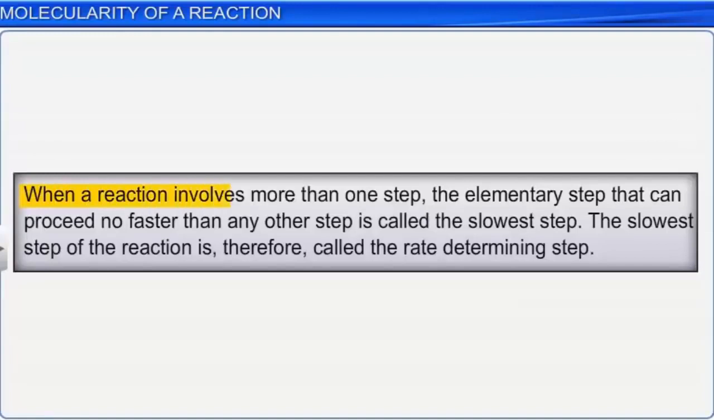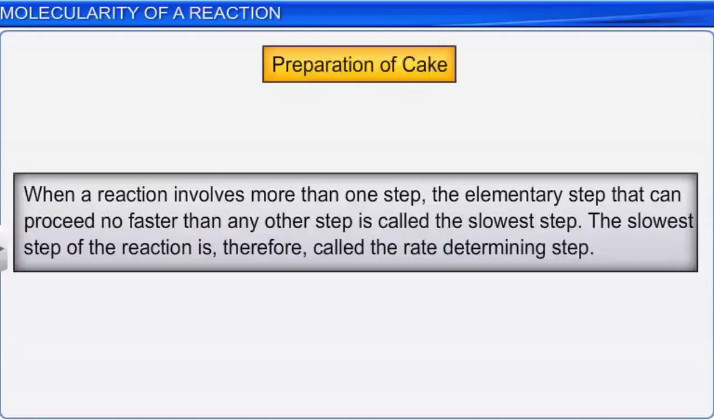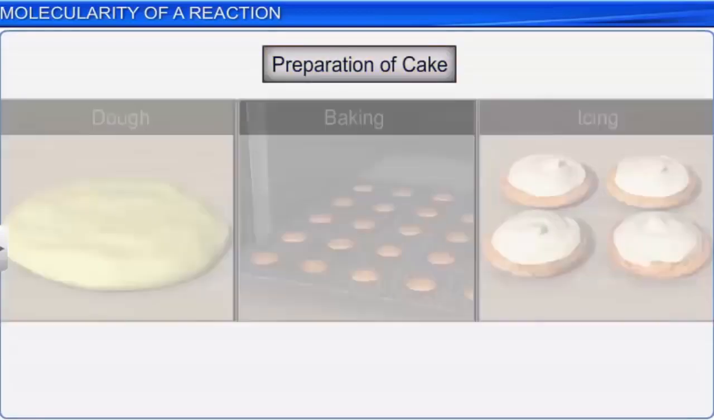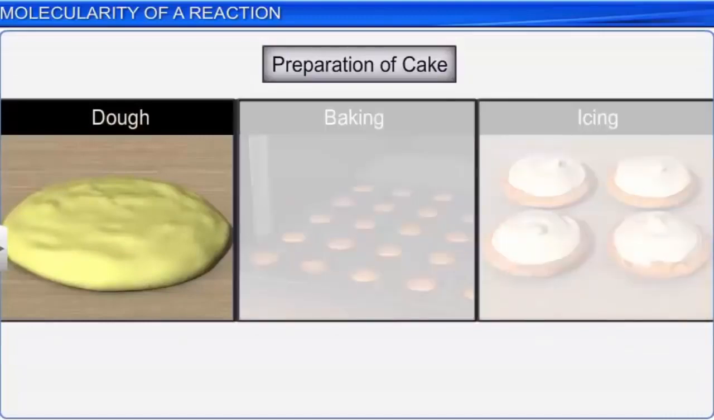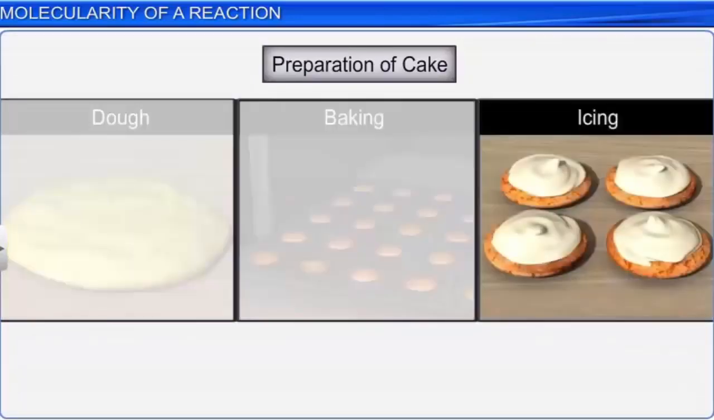When a reaction involves more than one step, the elementary step that can proceed no faster than any other step is called the slowest step. The slowest step of the reaction is therefore called the rate-determining step. This concept can be understood better by drawing an analogy with the preparation of a cake. The 3 major steps involved are preparing the dough, baking, icing.